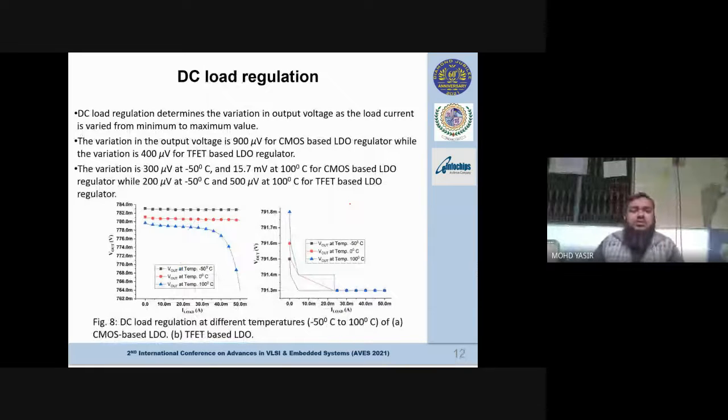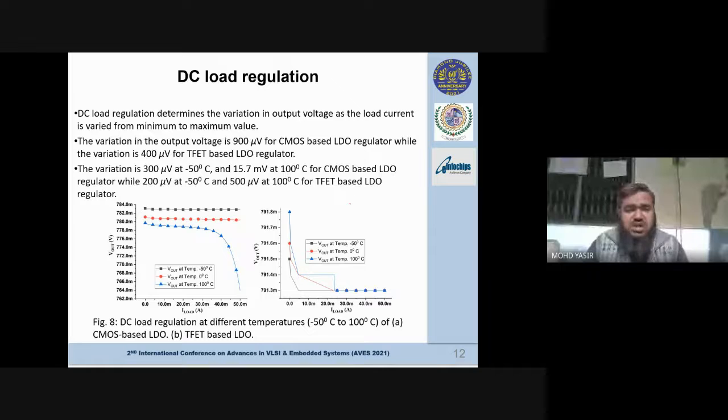These are the plots for DC load regulation. DC load regulation determines the variation in the output voltage as the load current is varied from minimum to maximum value. The variation in the output voltage is 900 microvolts for CMOS based LDO regulator, while the variation is 400 microvolts for TFET based LDO regulator.